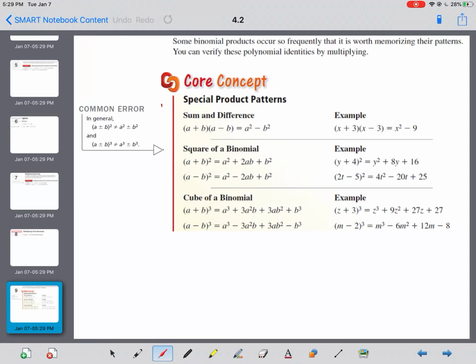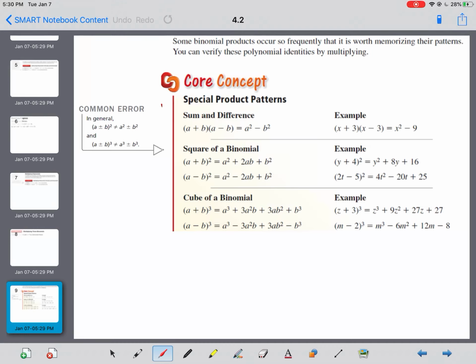So now we're going to get into some more complex multiplying. It's complex because you have to memorize a pattern. But if you memorize the patterns, it actually makes it less complex. It makes it easier to do. You can just follow the pattern. So, some binomial products occur so frequently that it is worth memorizing their patterns. You can verify these polynomial identities by multiplying. We're just going to talk about them. I'll show you a proof, and then we're just going to put them into practice.